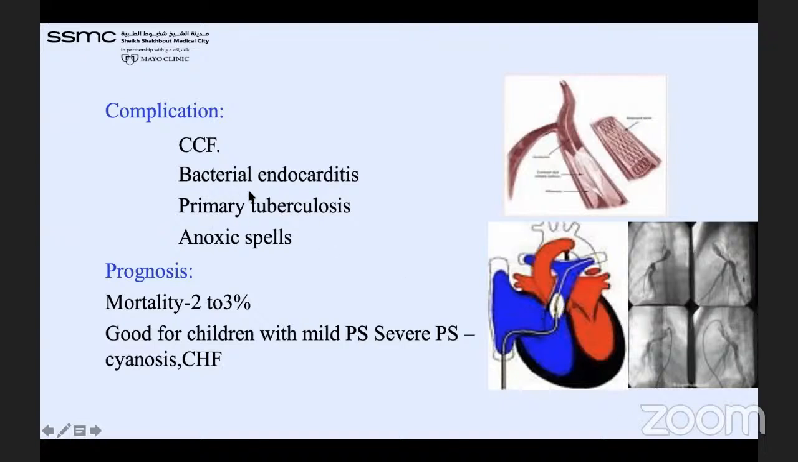Okay, so bacterial endocarditis, primary tuberculosis, anoxic spells and congestive cardiac failure are the complications of that. Mortality is about 2 to 3%, good for the children with mild to severe pulmonary stenosis, and cyanosis and congestive heart failure have a little bit compromised mortality.